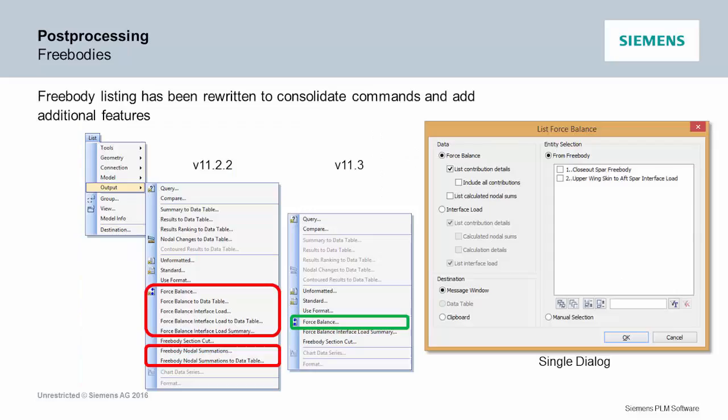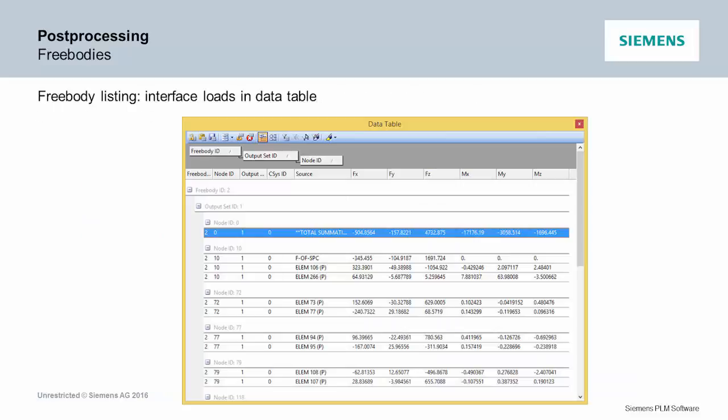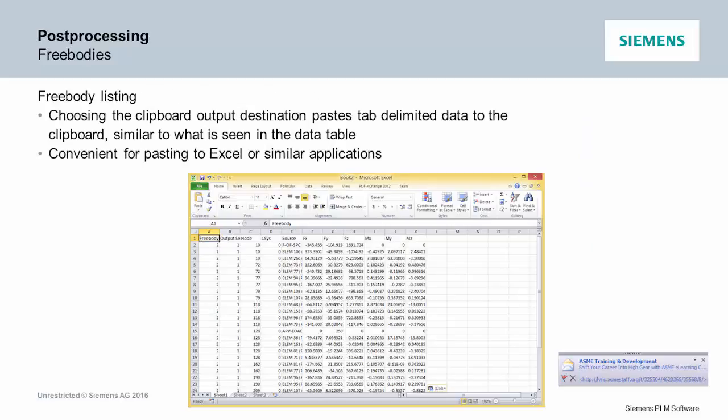Some new listing options. We've consolidated what used to be all these different commands into one nice box. You can just list your free body data much easier. And besides the window, you can automatically send it to the clipboard or the data table, which is nice when you're messing with free body forces. When it's going to the data table, it actually mimics the F06 file. So if you're used to looking in the Nastran printed results for free body information, grid point force balance, Femap will now spit out the same thing and you can cut and paste.